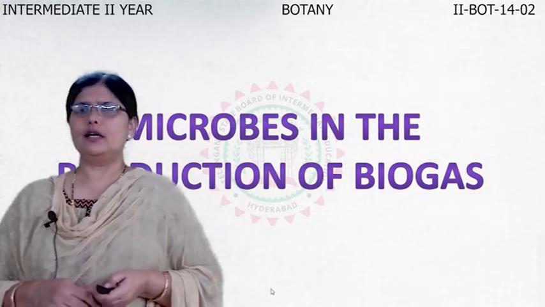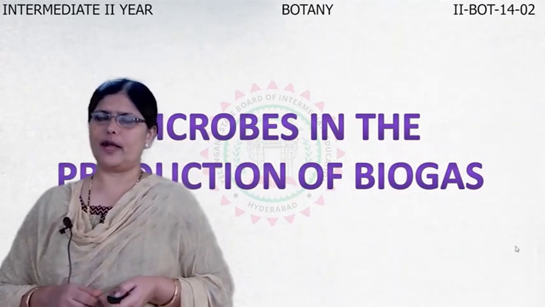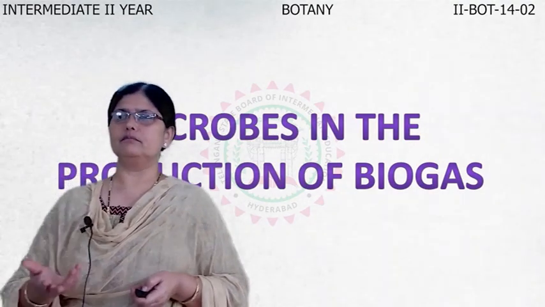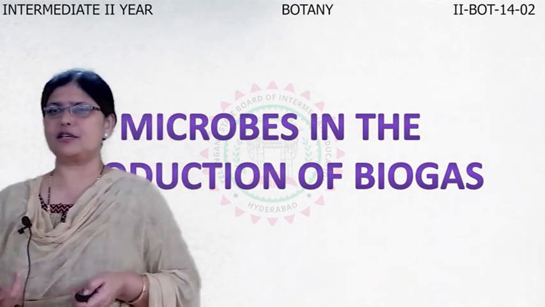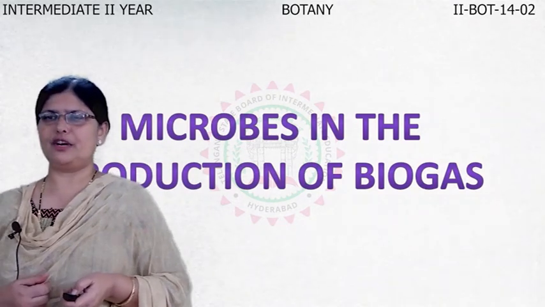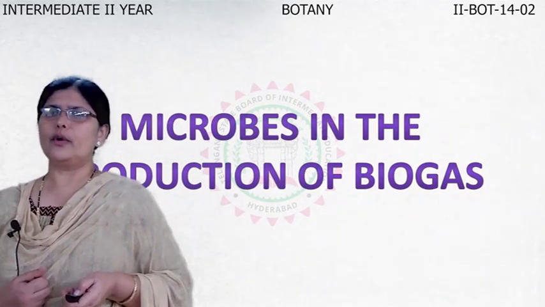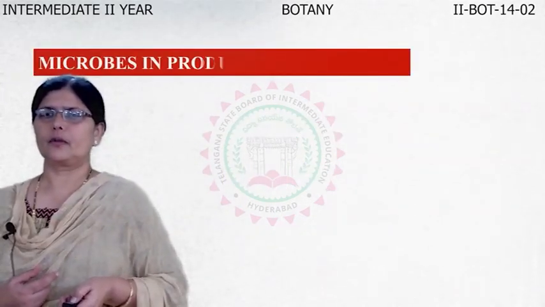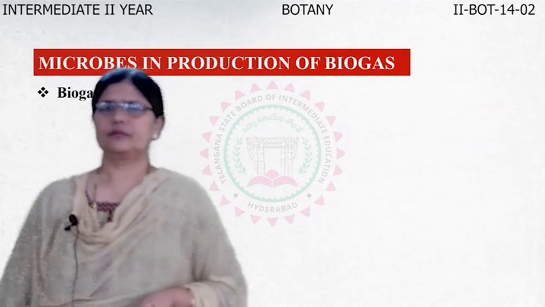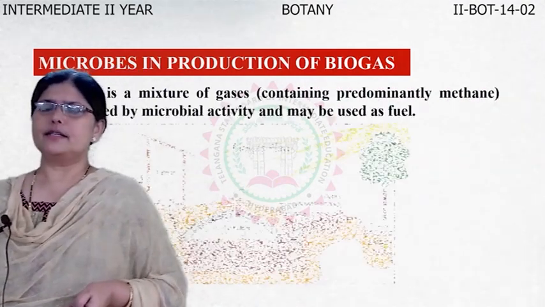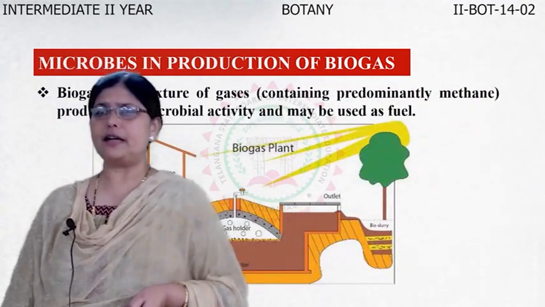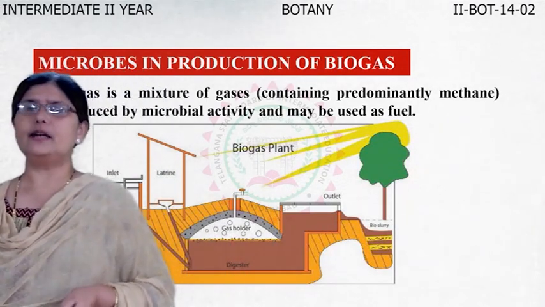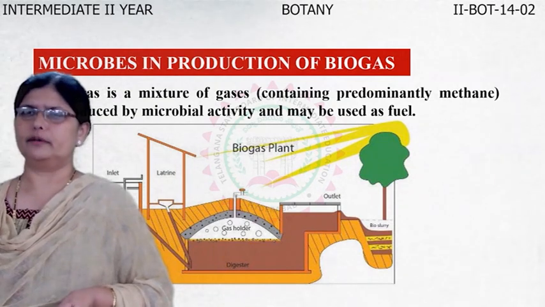Now we are going to learn about microbes in the production of biogas. In the last classes, we have learned about microbes in household products, microbes in industry, and microbes in sewage treatment. So now we are going to learn how they are useful in production of biogas. What is biogas? It is nothing but a mixture of gases which contains predominantly methane produced by microbial activity, and it is used as a common fuel.